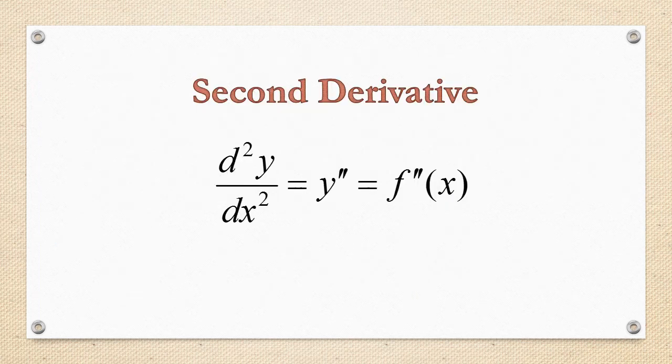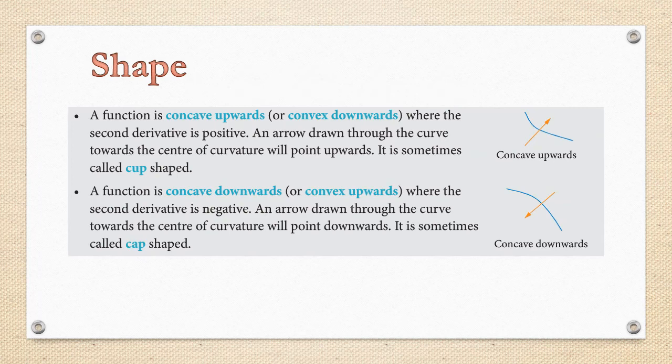Okay, now let's take a look at the second derivative. The second derivative can be written as d²y/dx², or y double prime, or f double prime of x. So now, what does the second derivative have to do with the shape of the graph? If the second derivative is positive, the function is concave up. In other words, when the second derivative is positive, the shape of the graph should be concave upwards.